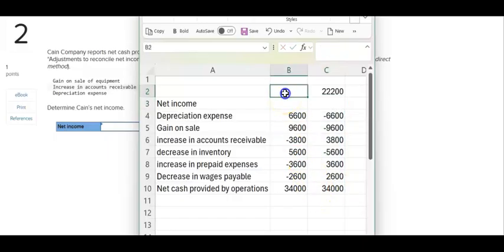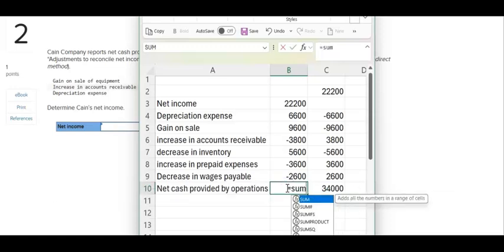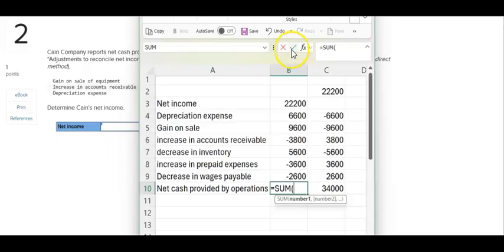So now let's check it. If our net income is 22,200 and we add and subtract all the way down, will we come up with 34,000? And we do. So that's the right number. Okay. So play around with that one.